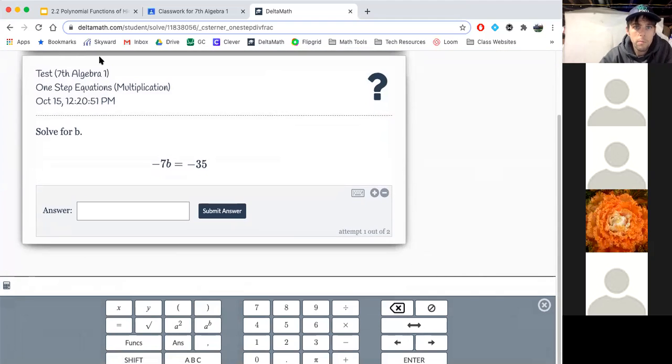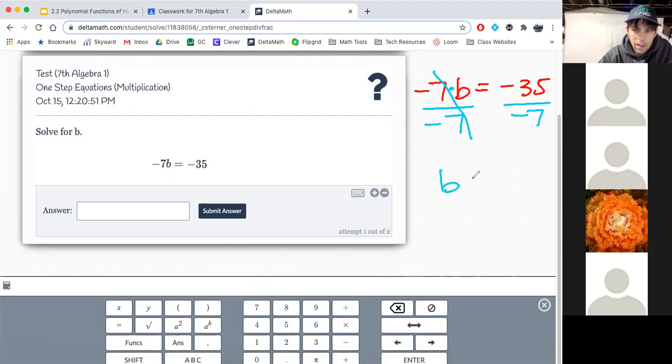Okay, so multiplying, these ones are pretty easy, but again, it can be a little tricky because of the negative numbers. So I have negative 7b equals negative 35. Just like addition and subtraction are opposites, multiplication, which is what's happening right here, has an opposite too: if we divide, that means these will go away. We're dividing by negative 7.